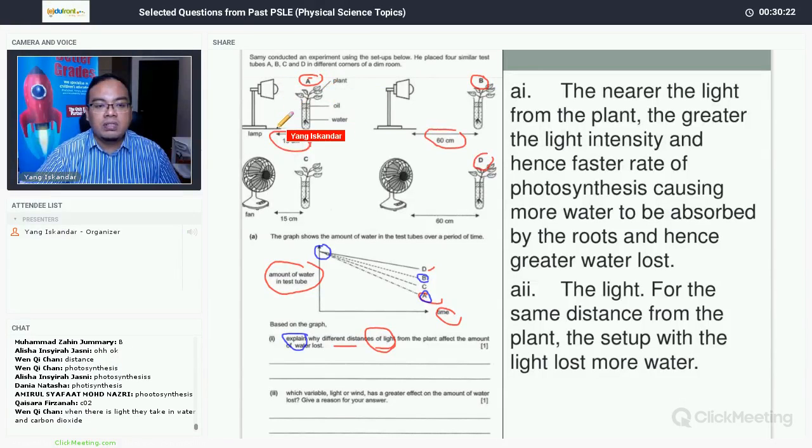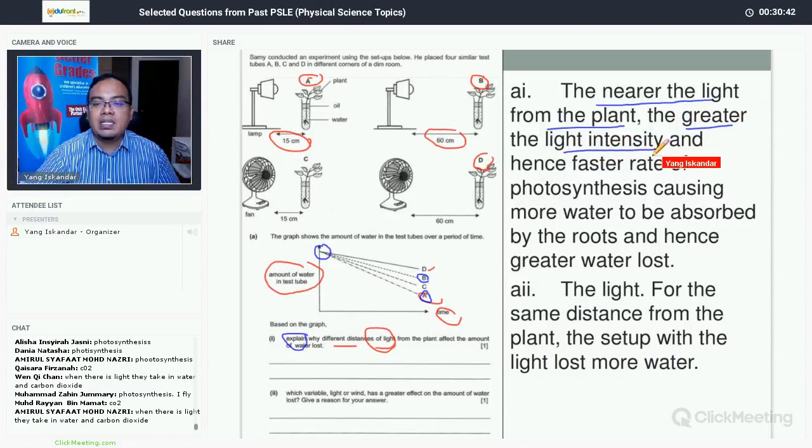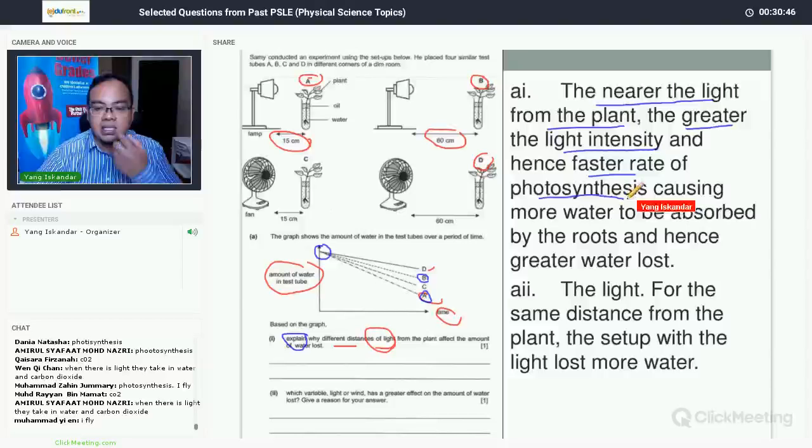So you can see here, when the lamp is nearer to the test tube, the amount of water being absorbed by the roots is greater. So what can we conclude here? The nearer the light from the plant, the greater the light intensity, and hence the faster rate of photosynthesis, causing more water to be absorbed by the roots and hence greater water loss.